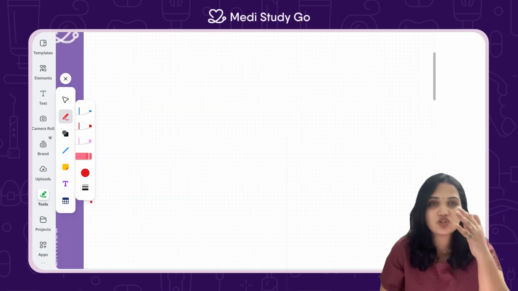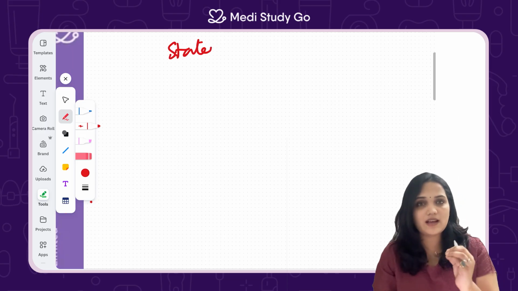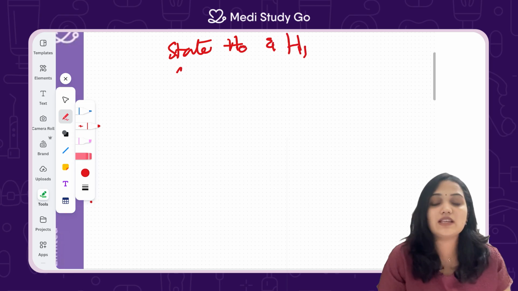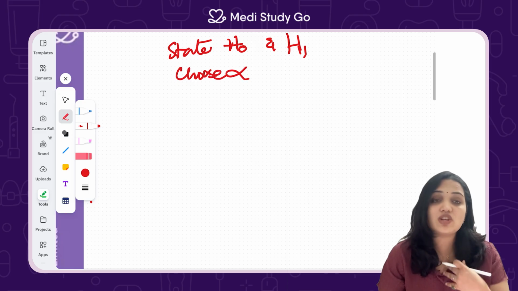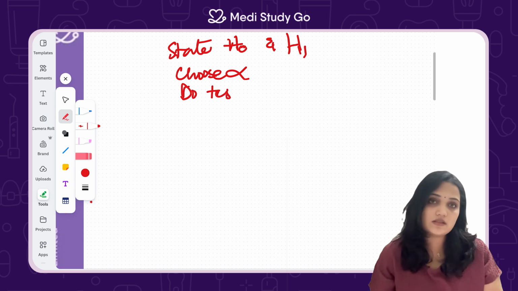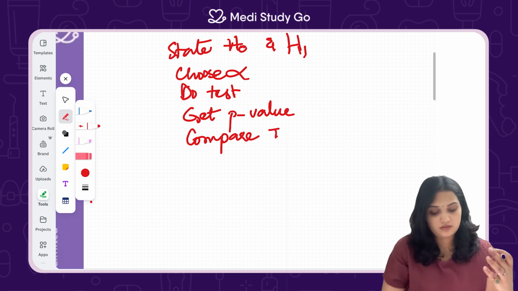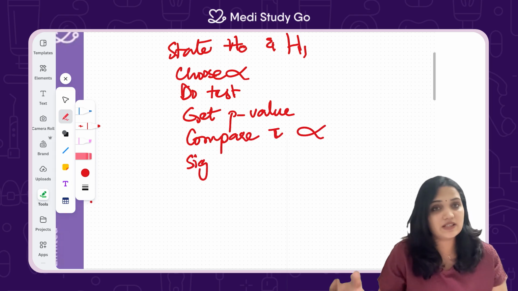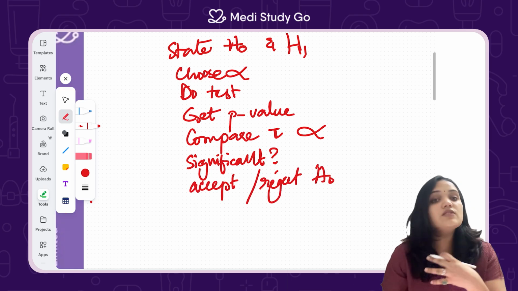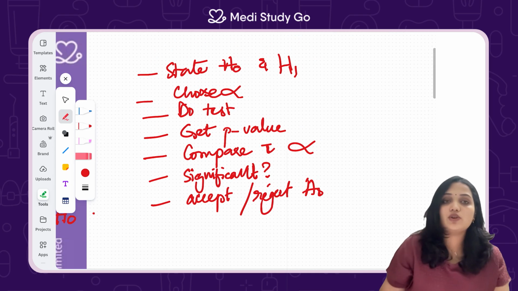Now comes the decision flow. Let's try and put things together here. First, we state our hypotheses, our null hypothesis and our alternate hypothesis. And then we choose a significance level, that is how much error we are willing to let go of. Next, we do the test. We get a p-value and we compare it with our alpha. Then we decide if it's significant or not, and hence we accept or reject our hypothesis. This is the flow in which the steps will go when you're trying to decide about your hypothesis.